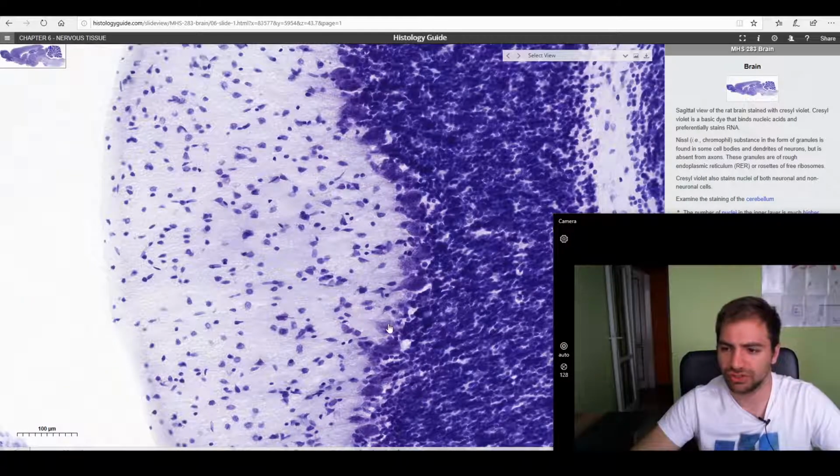I just want to point something out: the cell processes of the Purkinje cells extend from the granular layer to the very end of the cortex. Their cellular processes are very long and extend from the very top of the molecular layer to the very top of the granular layer. Thank you very much.